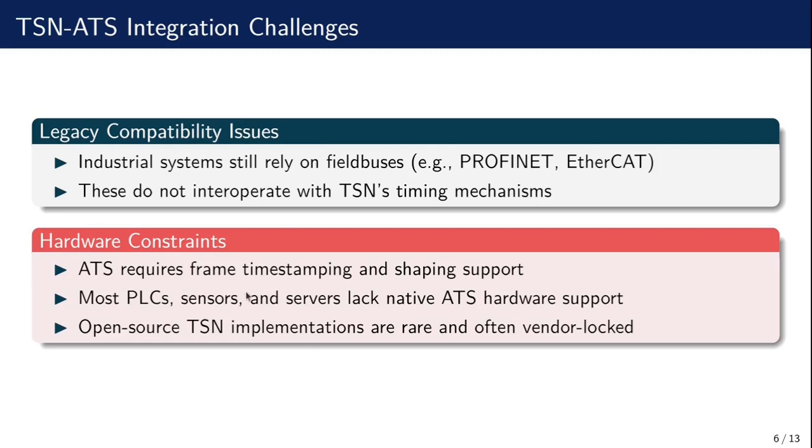Even though ATS provides flexibility, integrating it into industrial systems brings several challenges. Many industrial environments still depend on legacy protocols like Profinet or EtherCAT, which don't align with TSN's time-based mechanisms. And ATS also requires features like time stamping and shaping support at the hardware level. However, most PLCs, sensors, and edge servers lack native support for ATS, and even open source TSN implementations are either limited or tied to specific vendors. These hardware and compatibility constraints prevent widespread deployment of ATS today.